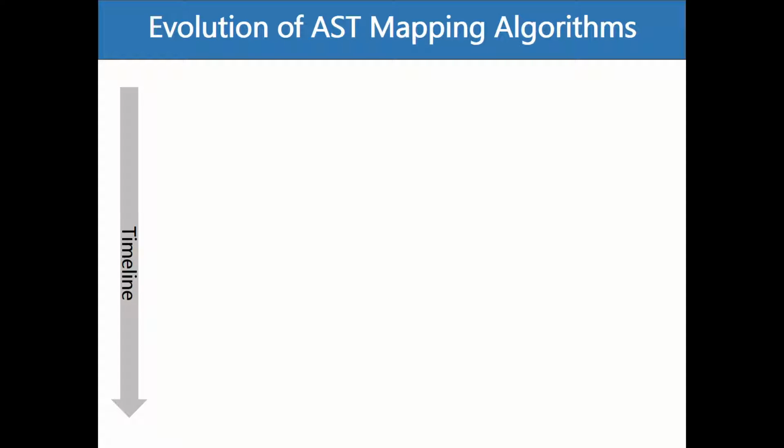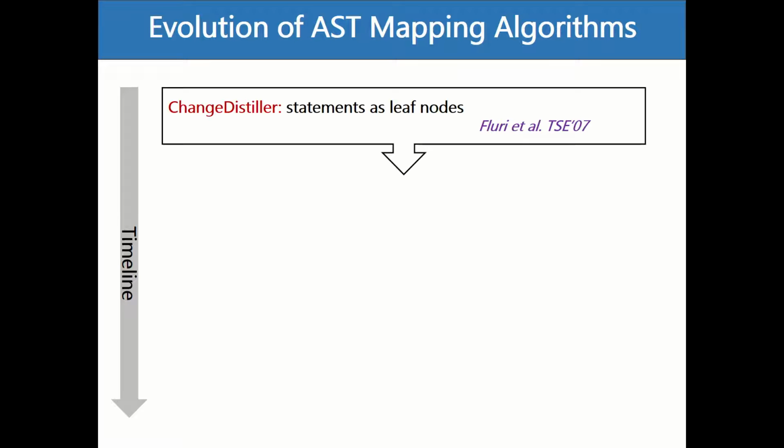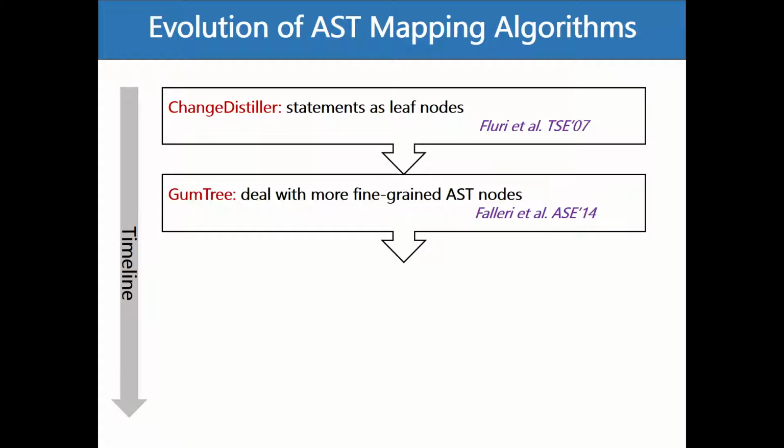There are several popular AST mapping algorithms. Fluri et al. proposed a popular algorithm named ChangeDistiller. ChangeDistiller represents statements as leaf nodes. Then, GumTree was proposed by Falleri et al. In comparison to ChangeDistiller, GumTree considers more fine-grained AST nodes, such as variable name nodes.